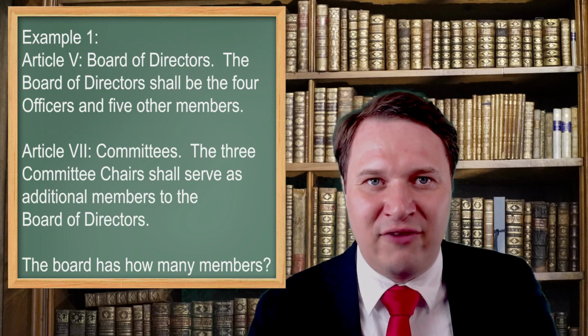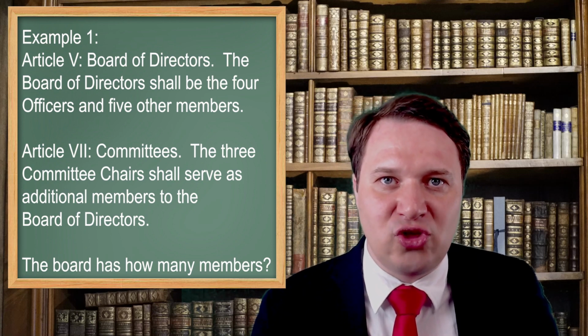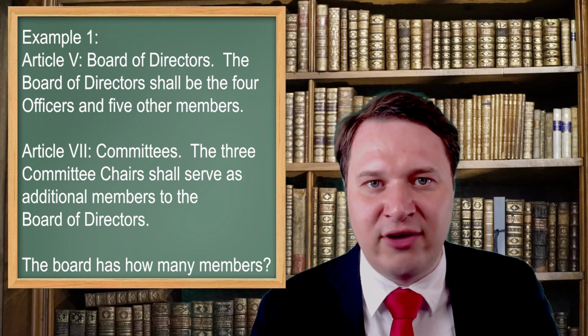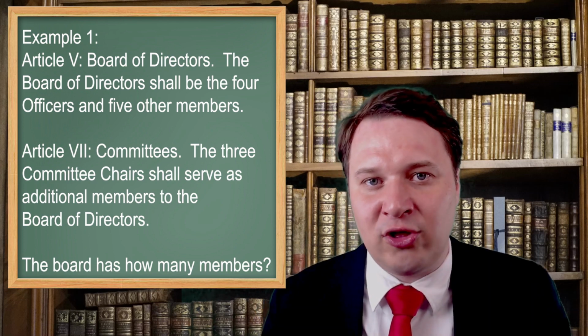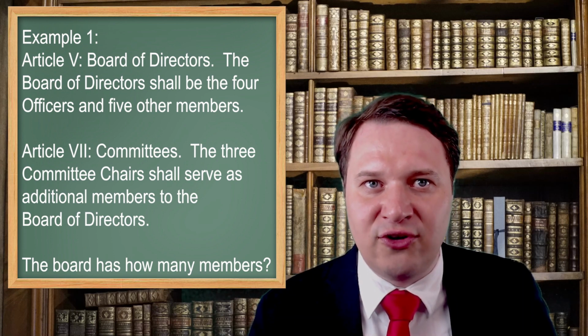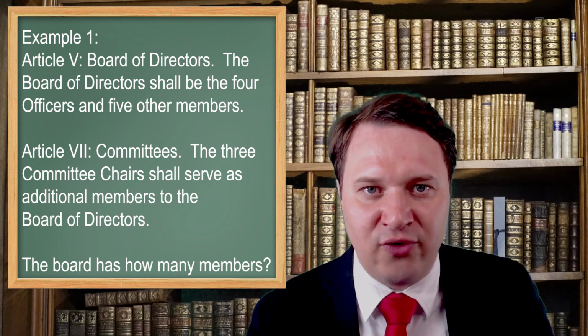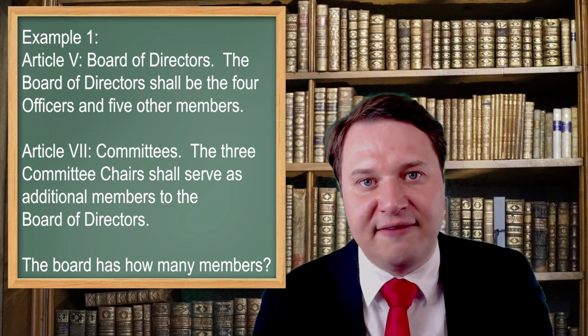Imagine the bylaws read the following. Under Board of Directors, the Board of Directors shall be the 4 officers and 5 other members. Okay? Then imagine later on, in a different article on committees, the bylaws say that the 3 committee chairs shall serve as additional members to the Board of Directors. Okay, well now the question is, how many members does the board have?